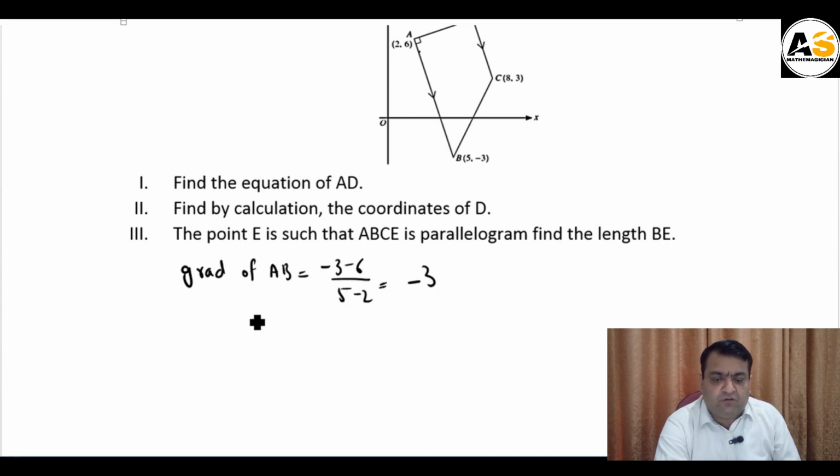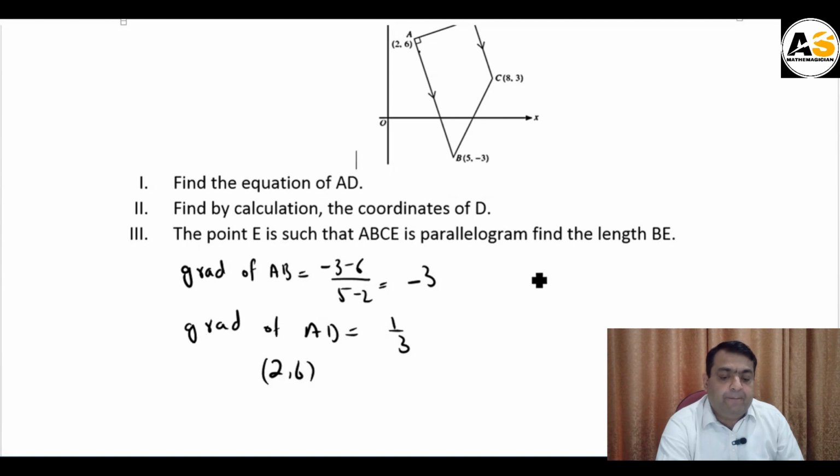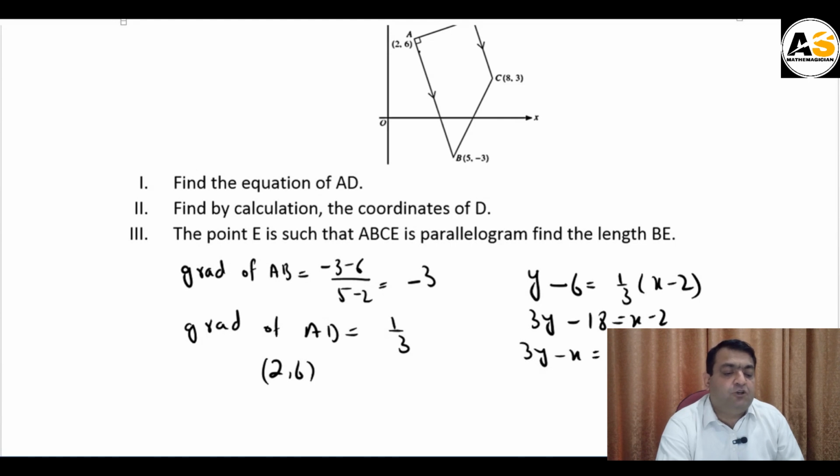So what will be the gradient of AD? It will be 1 over 3, the negative reciprocal. And AD passes through (2, 6). So its equation will be given by y minus y1 is equal to m into x minus x1. Upon simplification, I will get 3y minus 18 is equal to x minus 2, so 3y minus x is equal to 16. This is the solution of the first part in which we are asked to find the equation of AD.